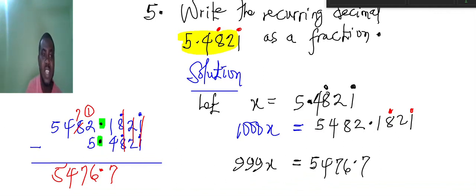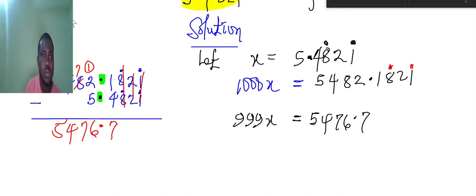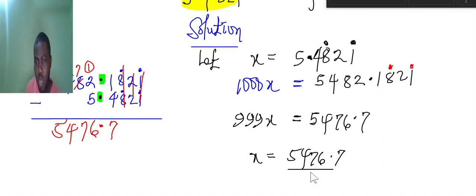Now we're able to eliminate the recurring digits, no recurring digits again, and that's our aim. So x can be obtained by dividing both sides by 999. x equal to 5476.7 divided by 999. But it's advisable before you carry out this division, you need to observe just a single decimal place, and we want to avoid that.